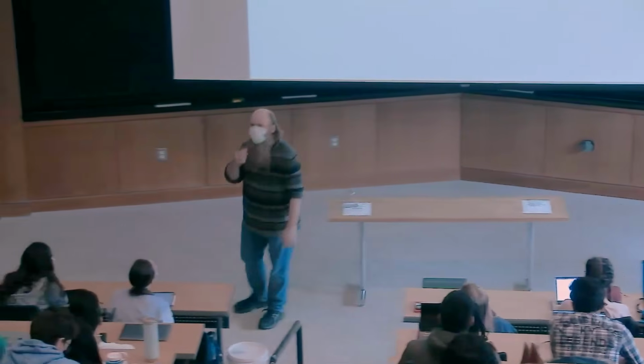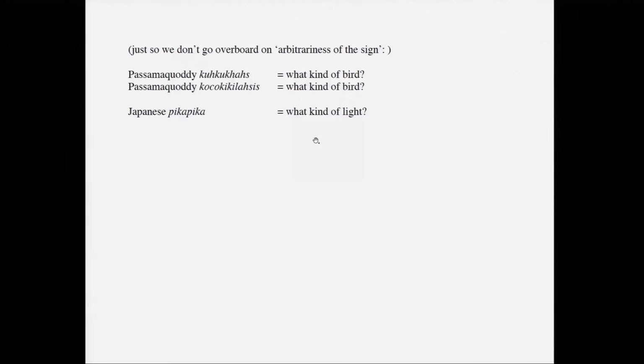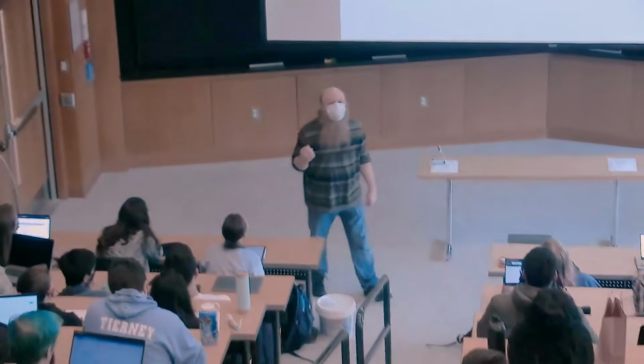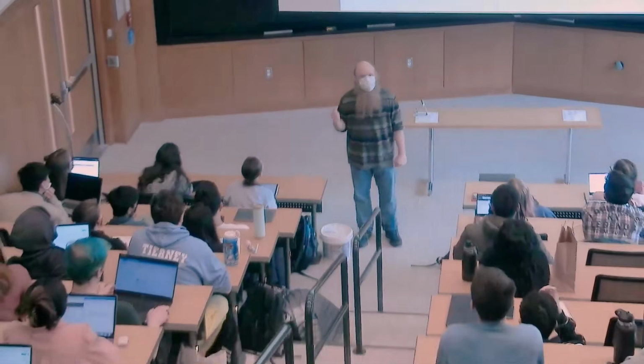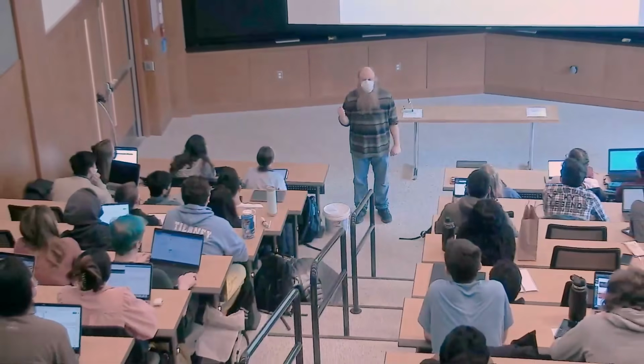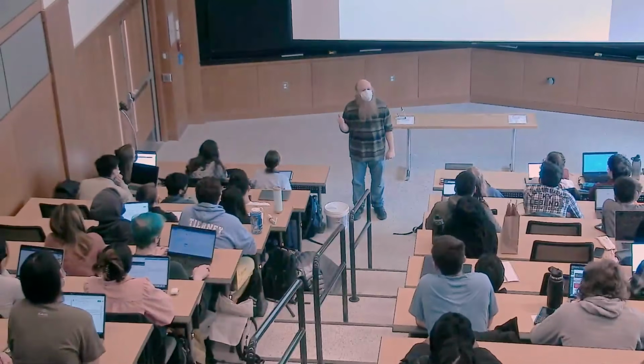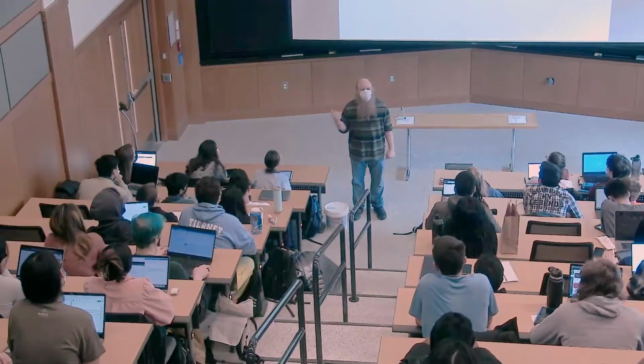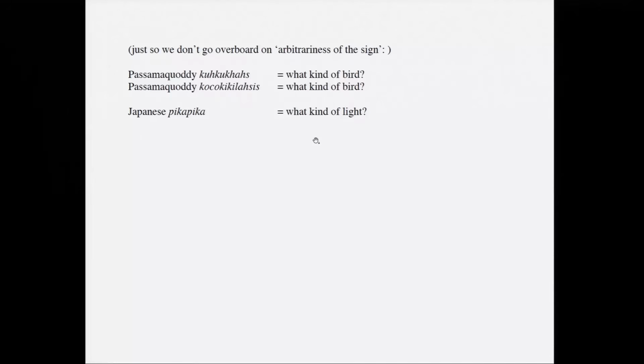Of course, there are places where the arbitrariness of the sign seems not to be all that arbitrary. So here are some Passamaquoddy words. Passamaquoddy is a Native American language, an Algonquian language spoken up in Maine. There's a kind of bird in Passamaquoddy which is called cuckoo-calls. What kind of bird do you think that is? It could be a cuckoo. Any other theories? It's an owl. Yeah, so it's their name for a great horned owl.